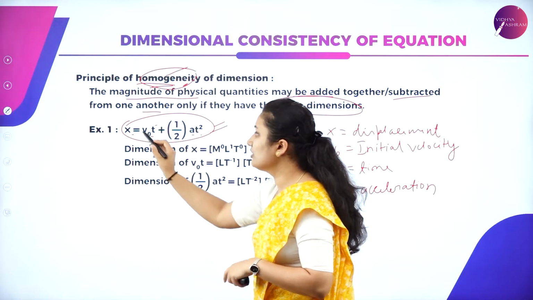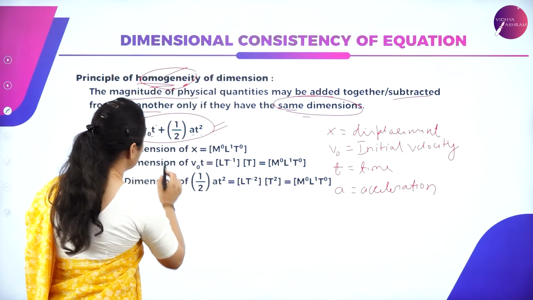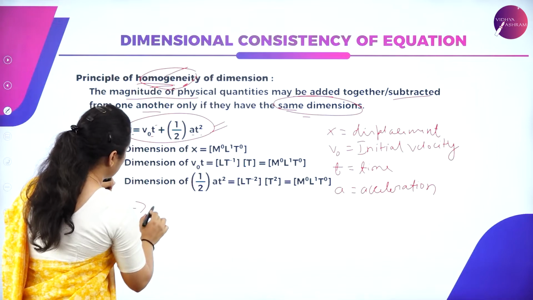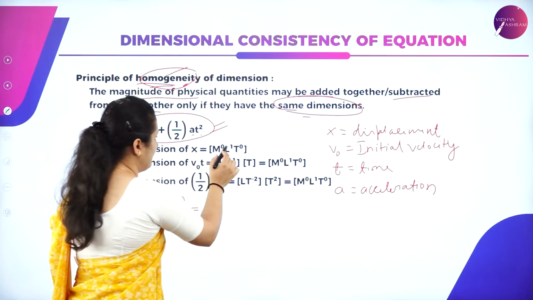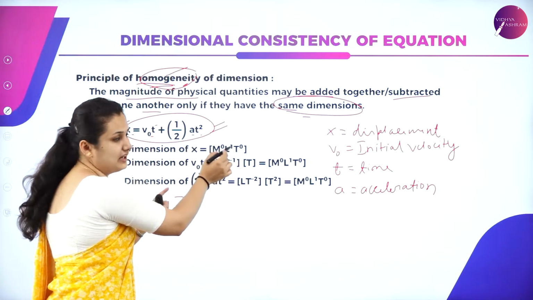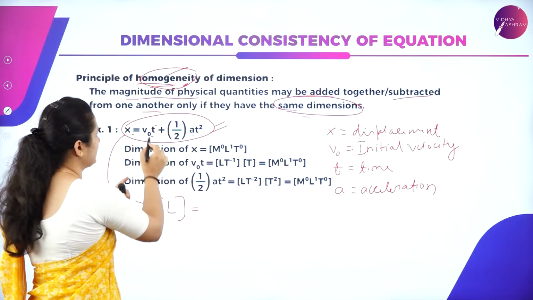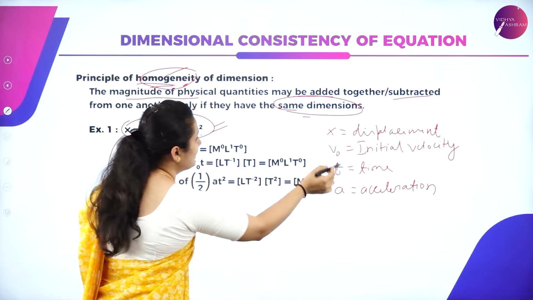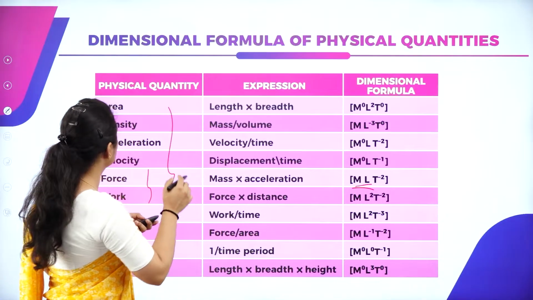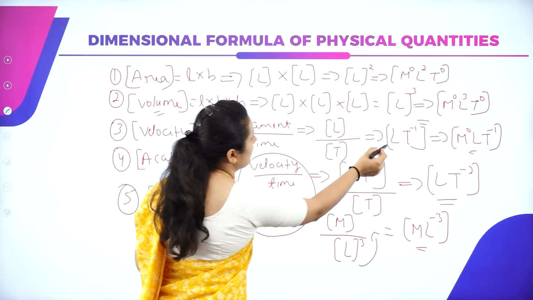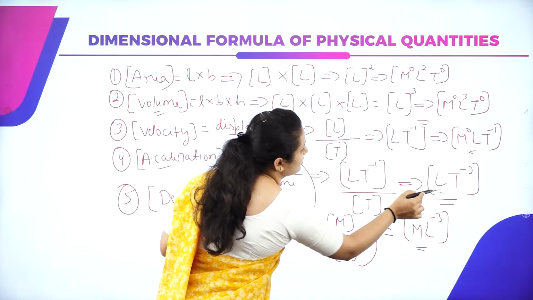So what is the dimension of x here? x is displacement, and displacement is given in terms of L. L to the power 1 means there is no mass and T coming in displacement, so you can write it as M0 T0. Both ways are right. So what is v naught? v naught is nothing but the initial velocity. What is the dimensional formula for velocity? We calculated it: L T to the power minus 1. What is the dimensional formula for acceleration? L T to the power minus 2.